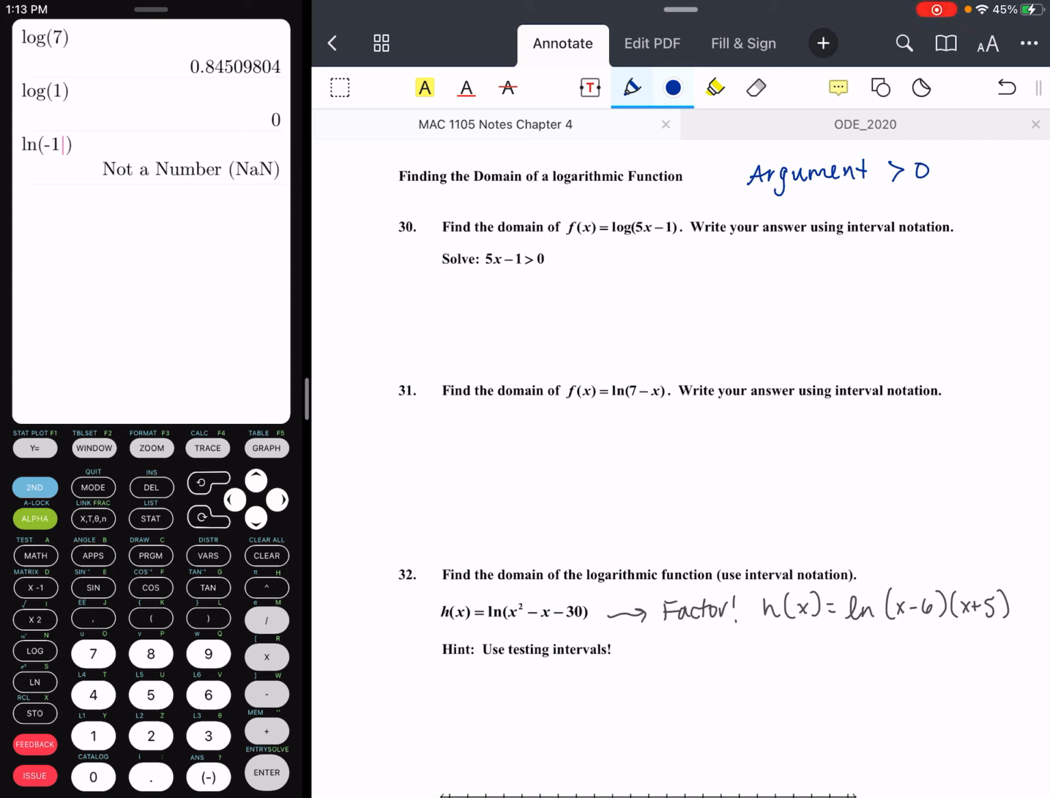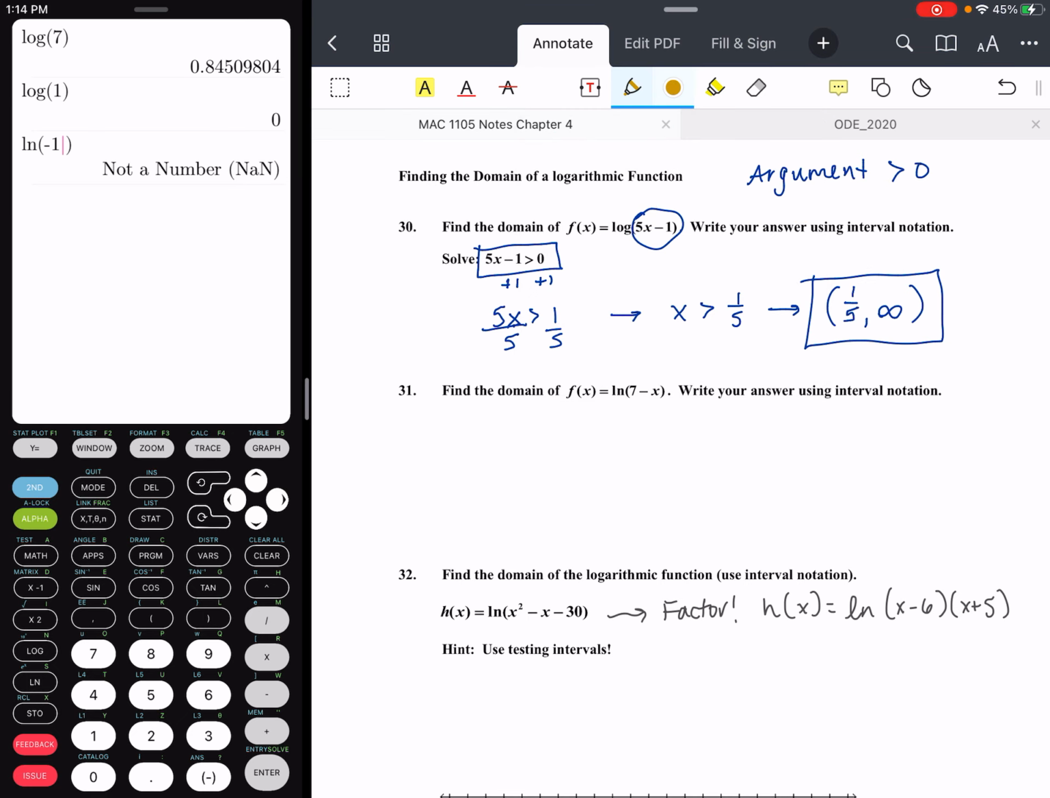So for number 30, find the domain of f of x equals log of 5x minus 1. So whatever you're taking the log of, you're going to take that 5x minus 1 greater than 0 and solve that inequality. So I'll add 1 to both sides, which gives me 5x greater than 1, and divide both sides by 5. This gives me x greater than 1/5. Convert that into interval notation. So the domain is from 1/5 up to infinity.